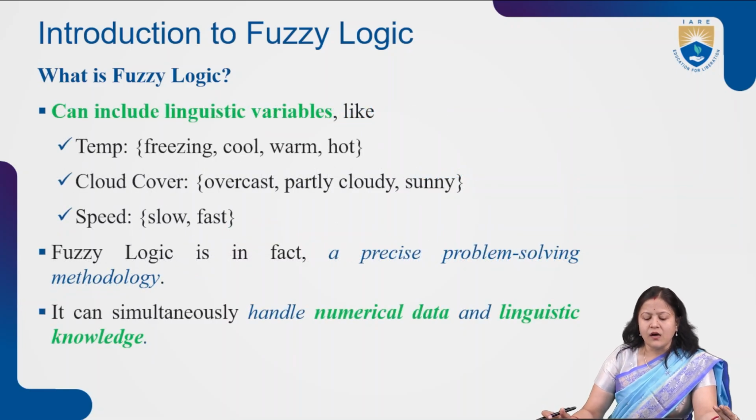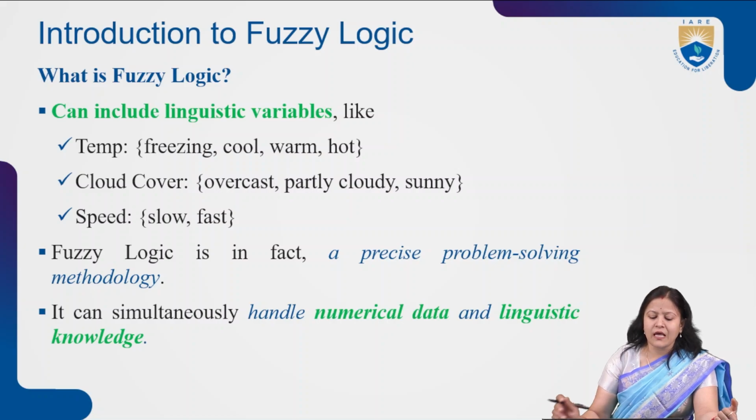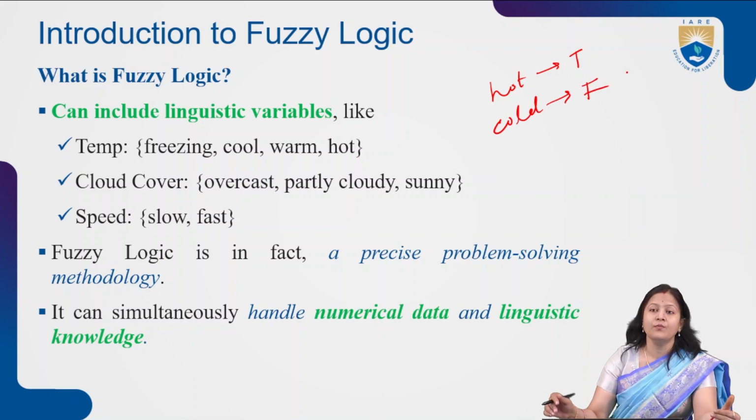Now we can see one of these examples. We can include linguistic variables like temperature. We can say the temperature is hot and the temperature is cold. If we consider these two statements in binary format, for hot we can represent true, and for cold we can represent false. But how much hot and how much cold, we do not know, so those things are uncertain. Fuzzy logic processes these hot and cold values and assigns all the approximate values between true and false.